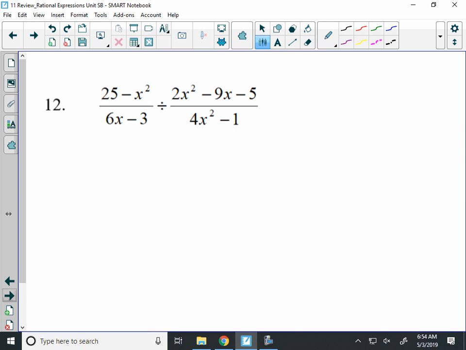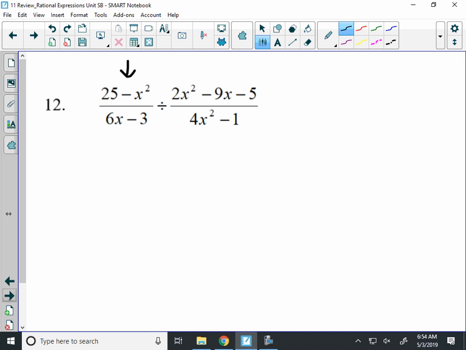Number 12. All right. We are dividing rational expressions here. So what you're going to do is flip the second and multiply. So remember, the saying is, when dividing fractions, don't ask why, flip the second and multiply. The first thing I'm going to do before we flip the fraction is, we did a problem like this earlier, back in number 8.